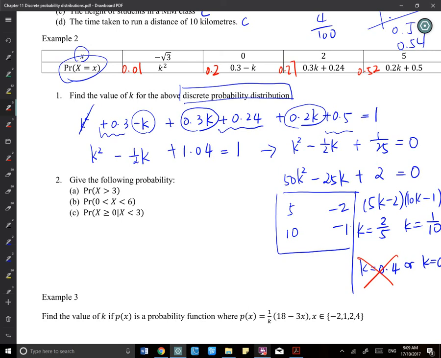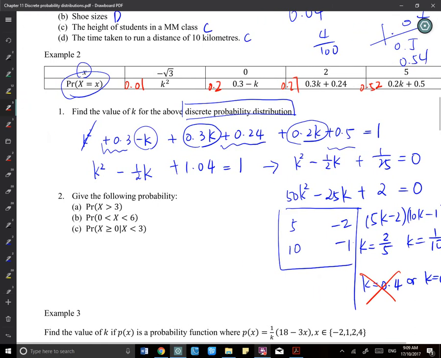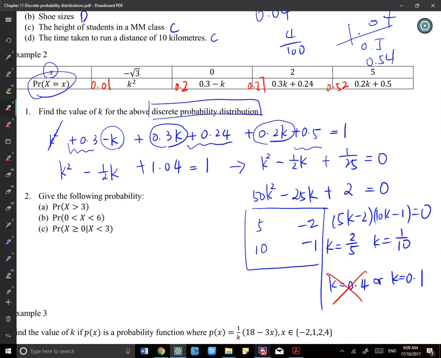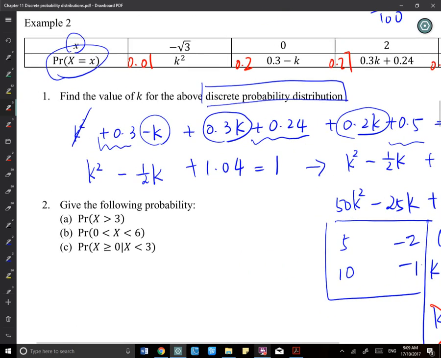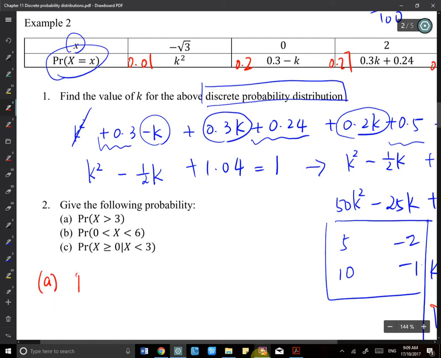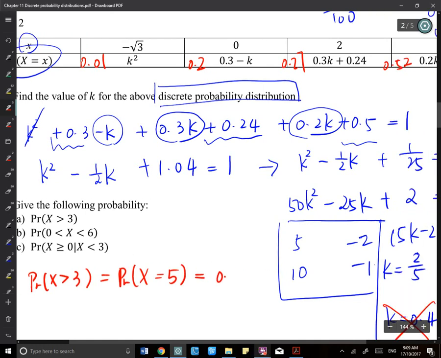Give the following probability: X greater than 3. If it's X greater than 3, what value is greater than 3 in this table? What x is greater than 3? 5, right? Only 5. So x can be negative root 3, 0, 2, and 5. So I want x greater than 3. Basically, only x equals to 5 satisfies that. So the probability will be 0.52. So probability X greater than 3 is the same as probability X equals to 5, and that equals to 0.52.